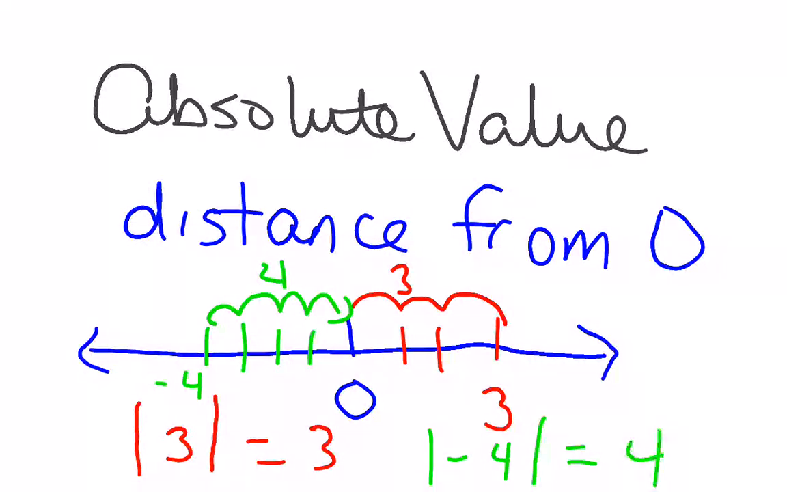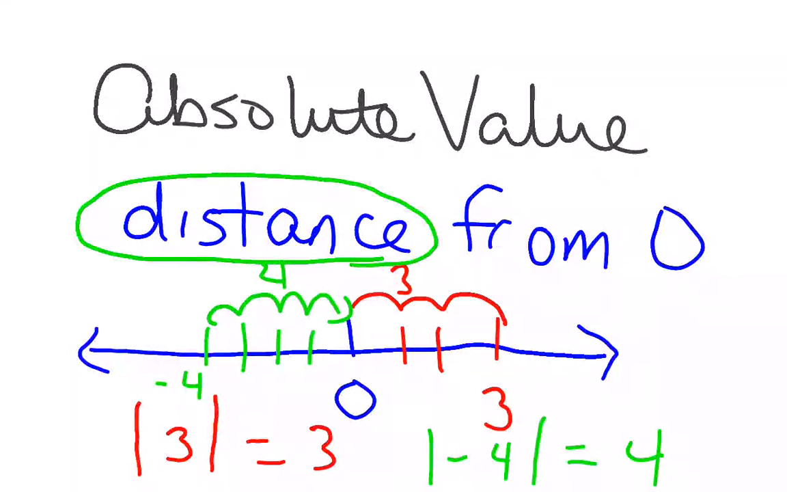Now notice that whether the number is positive or the number is negative, the answer is always positive. And the reason is because of the definition. Distance. Distance cannot be negative. Despite going in a negative direction, the distance that I travel, the amount of space that I travel, is still a positive number. Okay, so that's the definition of absolute value.